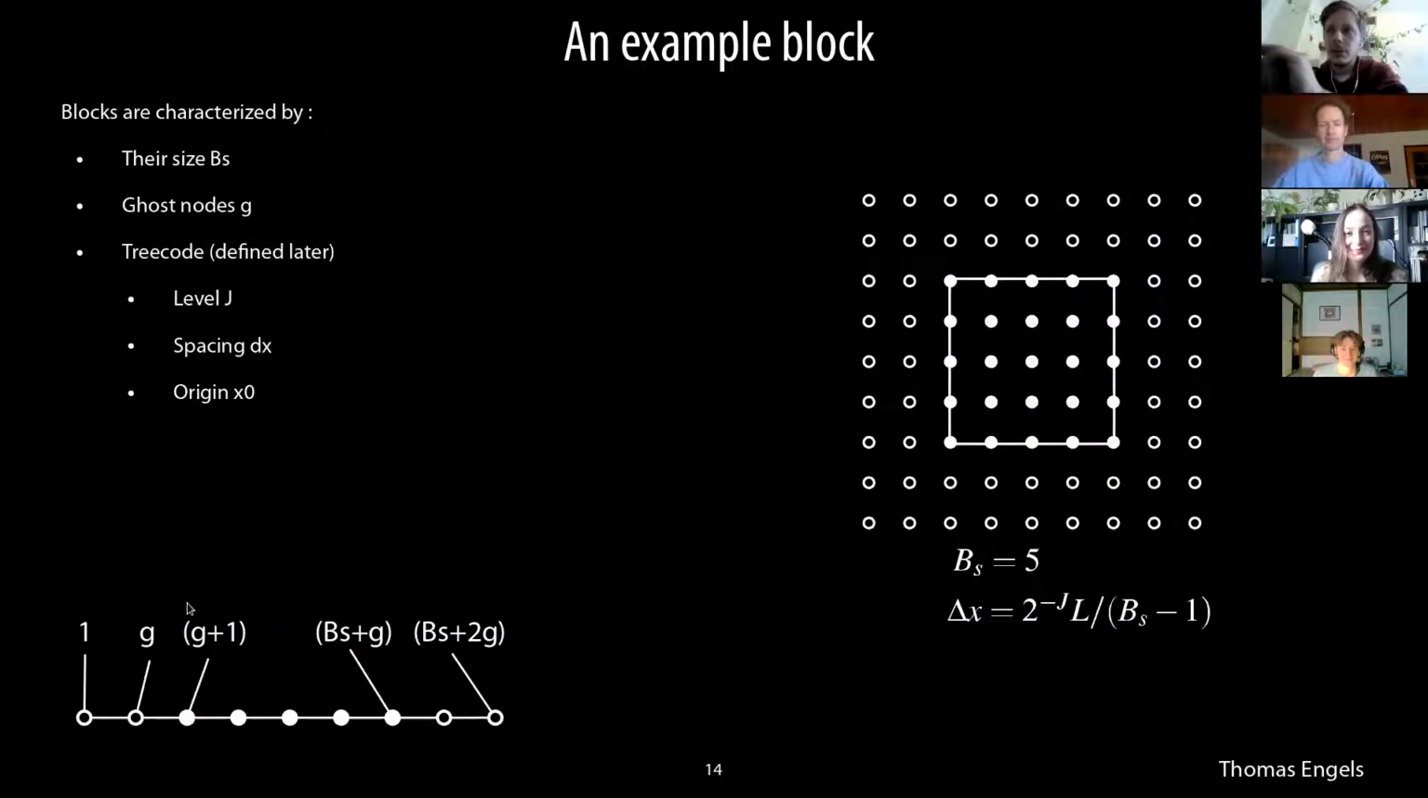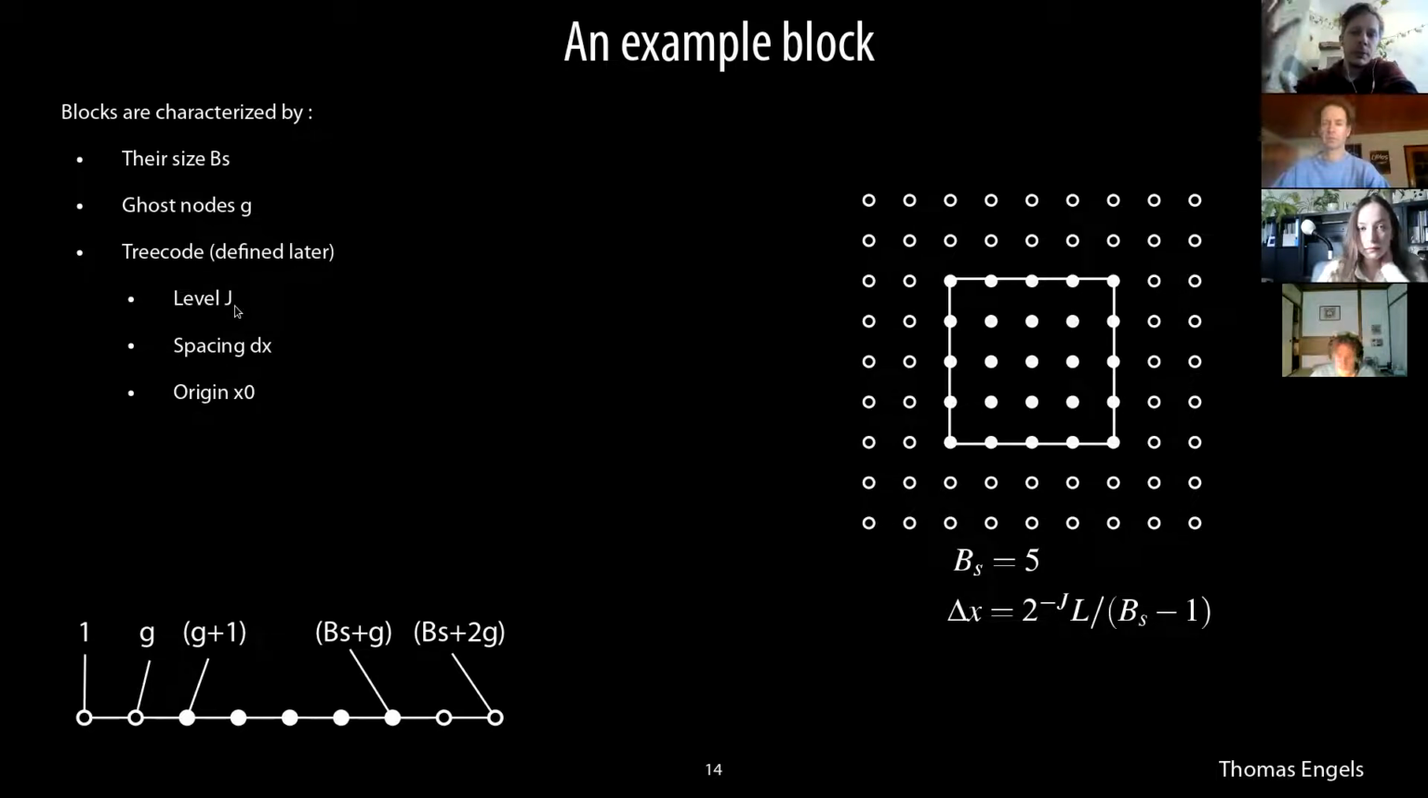Right, so now if we go to the block level, and this is a central point. So what is a block? A block is characterized by its size BS. In this case, this is 5 grid points. It has a number of ghost nodes, G, which is in this case 2 ghost nodes. So this layer of open circles is the ghost nodes, and it is characterized by a tree code. I will show a little bit later what it is. And from this tree code, we can derive its level.